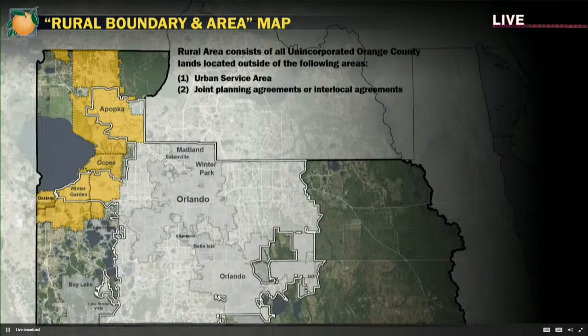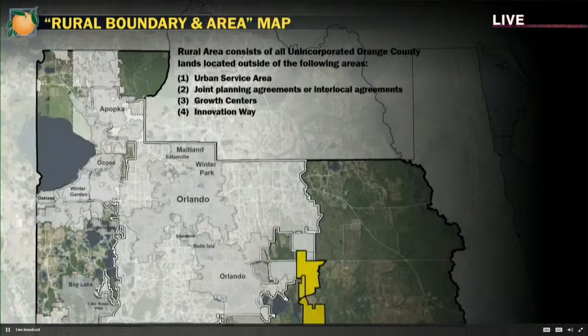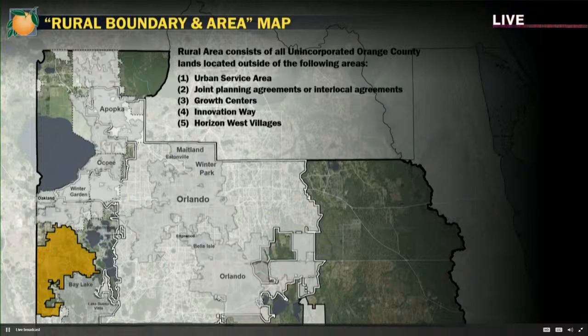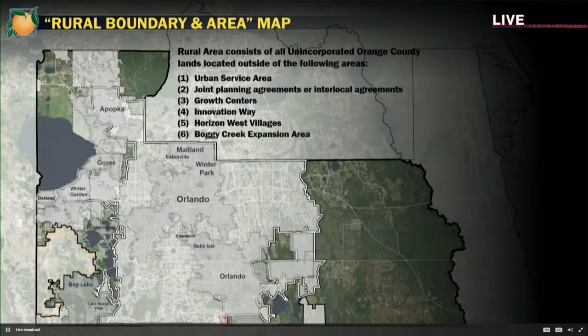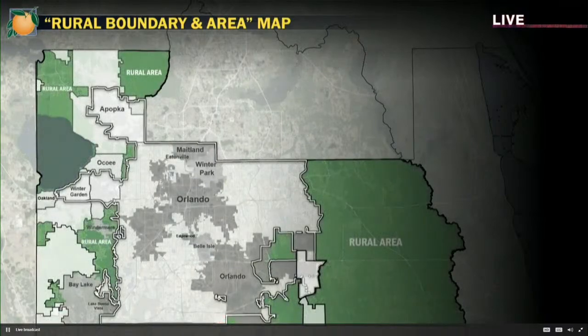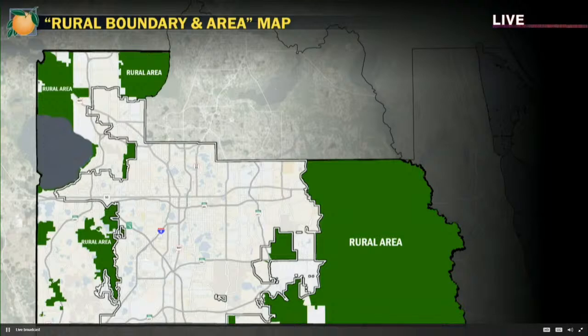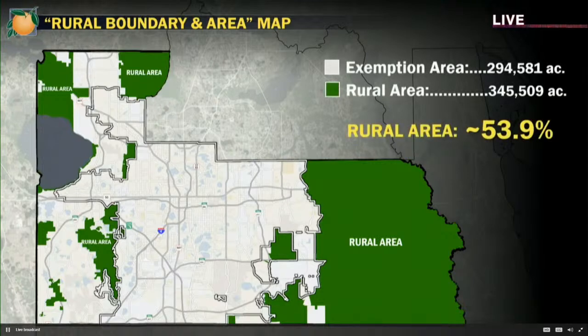Also lands that are outside the joint planning agreements or interlocal agreements are also part of this definition. Lands that are outside the growth centers, and they're highlighted at this time, 3 of them on the screen. And lands outside the Innovation Way overlay, highlighted in yellow. Lands that are outside Horizon West Villages, recently highlighted, and the Boggy Creek expansion area at the center bottom of the screen is exemption number 6, which defines the area as such and highlighted in green with this particular map. This area, the rural area, represents approximately 53%, 54% of the overall county area.